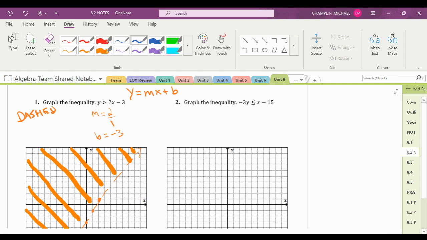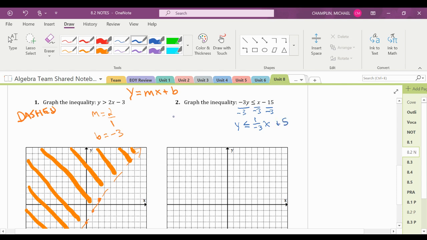The next one says, graph the inequality negative 3y less than or equal to x minus 15, apologies. Well, we know that it has to be y by itself, right? So I'm going to divide everything by negative 3. And I'm going to get negative 3 cancels out, so I'm going to get y is less than or equal to, instead of writing x divided by negative 3, I'm going to write 1 over negative 3 x, and then negative 15 divided by negative 3 is positive 5.